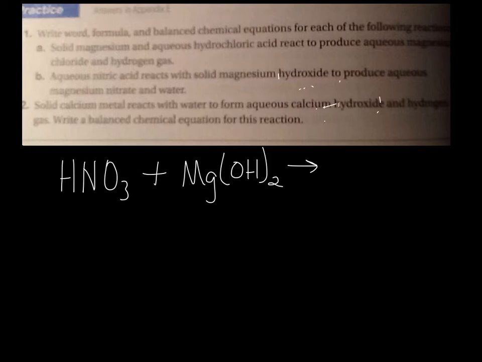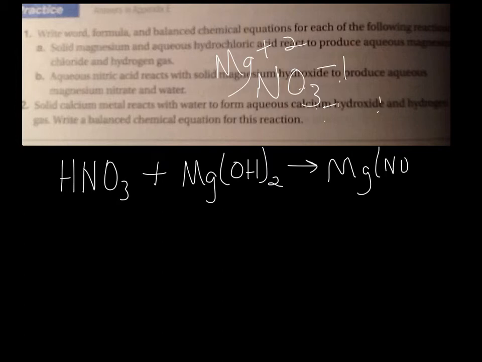So nitrate is NO3 and magnesium is Mg. And so we have to look at what is nitrate. I believe it is -1 and this is +2. And so we're going to put those together and we're going to have Mg, and then we'll need 2 of the NO3s, and then we'll be making water. So I'm going to put water right here, H2O.